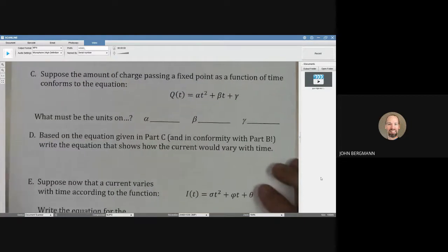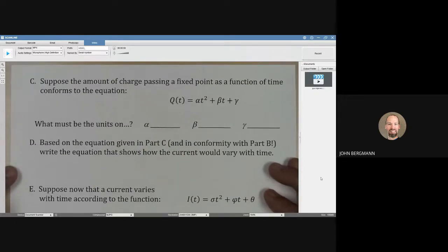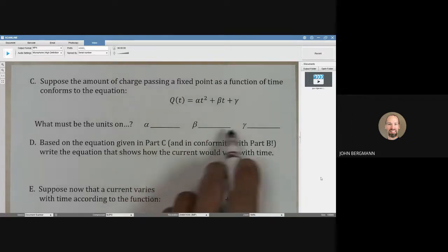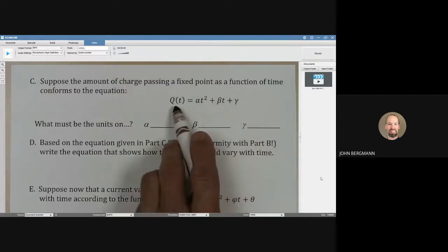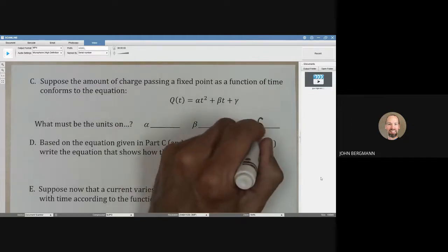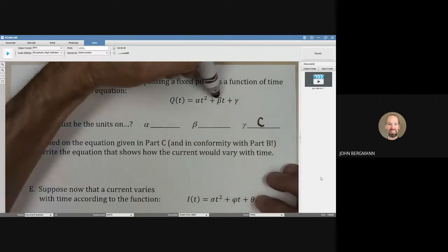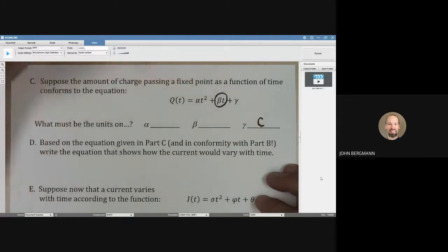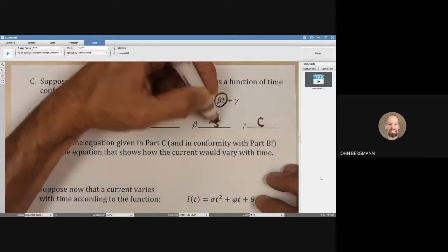Suppose the amount of charge passing a fixed point as a function of time conforms to that equation right there. What have to be the units on these various constants? Let's start with an easy one. This gamma constant, charge is in coulombs, and gamma is just by itself, so that's got to be coulombs. On the other hand, this quantity right here, beta times t, has to have the unit coulombs, and the time is in seconds. Beta must have the unit coulombs per second.